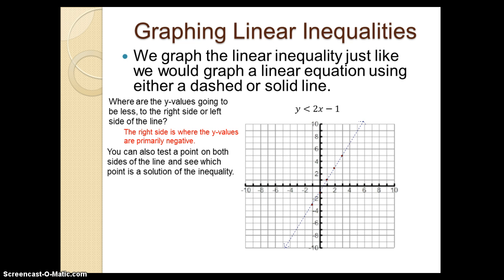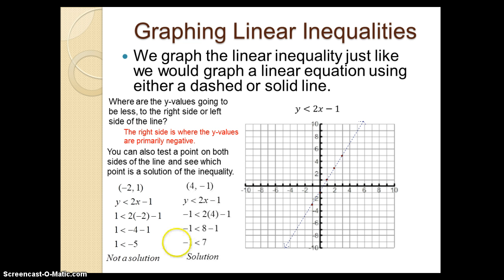If that doesn't make sense, you can also test a point on both sides of the line, see which point is the solution of the inequality, and that'll tell you which side to shade. So we can start with the point negative 2, 1. Negative 2, 1 would be right here on this side of the line. I plug it into my inequality. The x value is negative 2, the y value is 1. And I solve, and I get 1 is less than negative 5. Well, that's not true, so I know that is not a solution to my inequality.